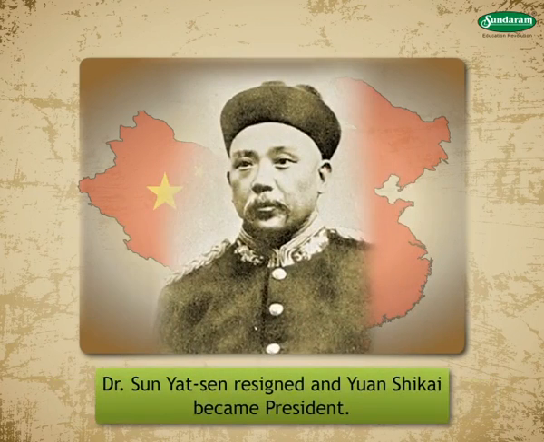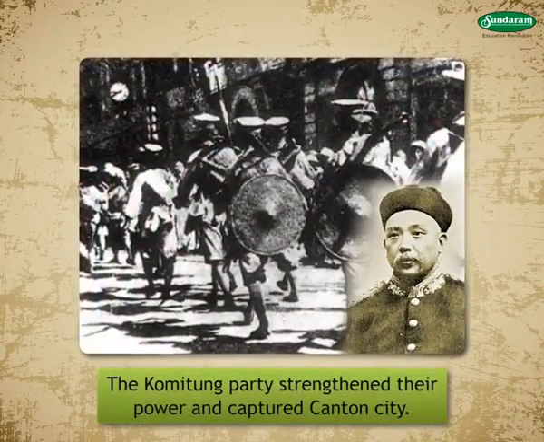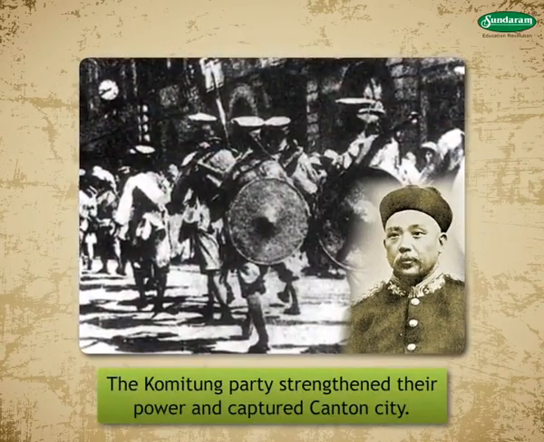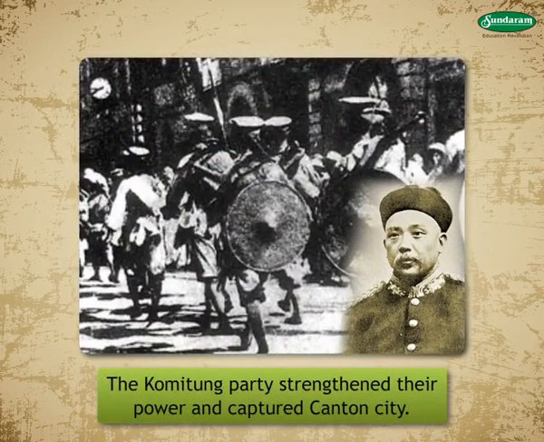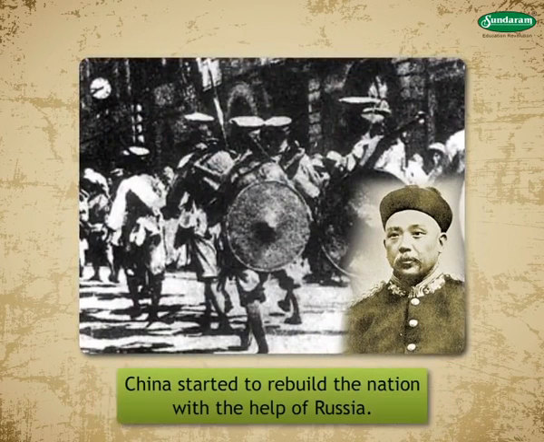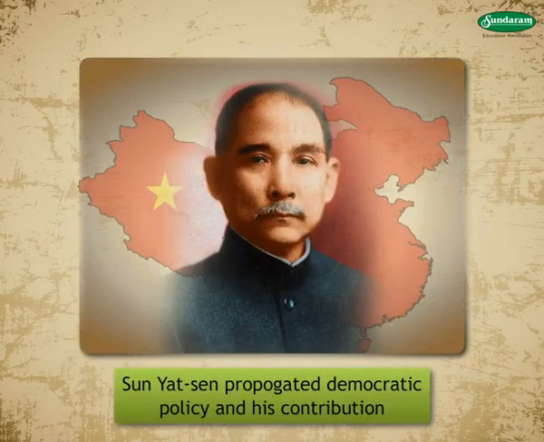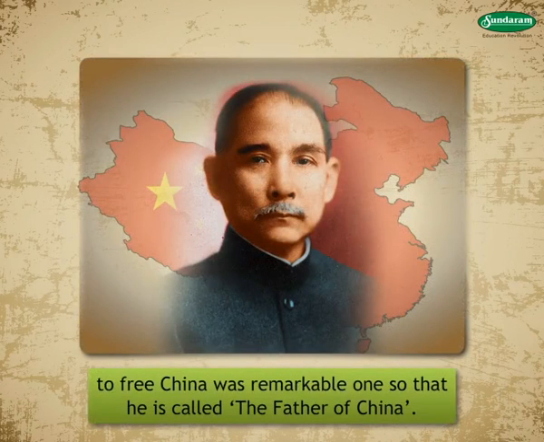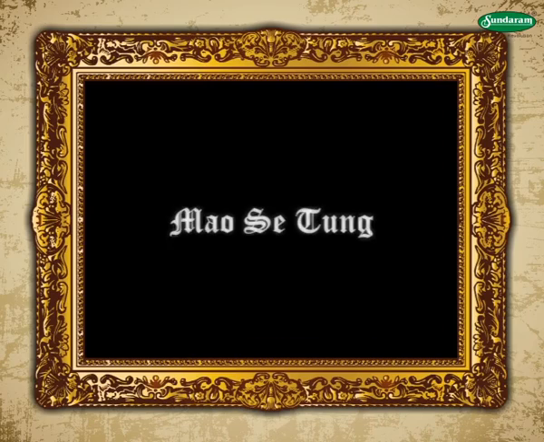Dr. Sun Yat-sen resigned and Yuan Shikai became president. The Kuomintang Party strengthened their power and captured Canton City. China started to rebuild the nation with the help of Russia. Sun Yat-sen propagated democratic policy, and his contribution to free China was a remarkable one, so that he is called the father of China. Mao Zedong.